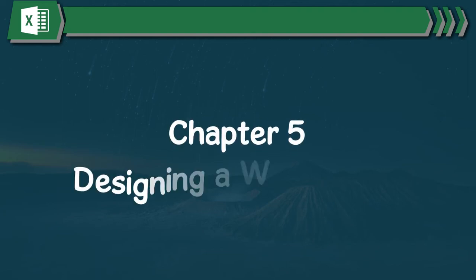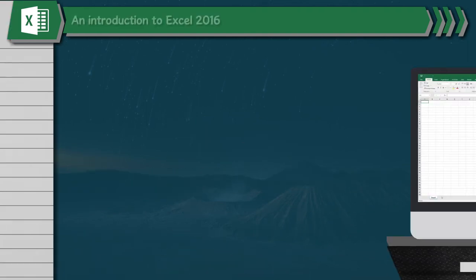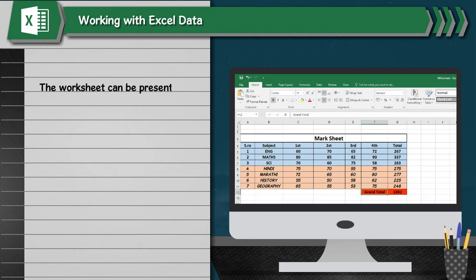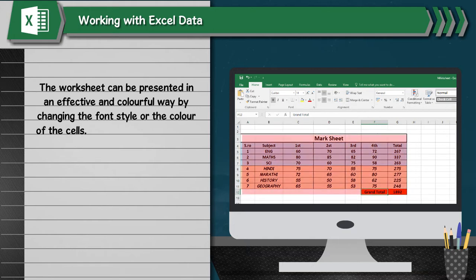Chapter 5: Designing a Worksheet. The worksheet can be presented in an effective and colorful way by changing the font style or the color of the cells. This is called formatting.